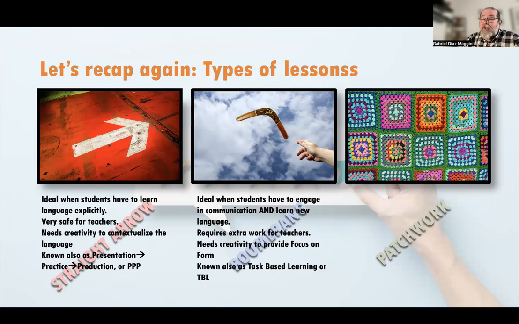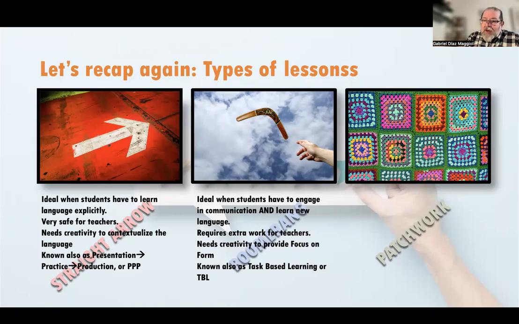Another name for this is task-based learning, and we're going to devote one particular session to task-based learning. So if we go to the ESA, we would say that a straight arrow lesson is engage, study, activate. Remember the three. A boomerang lesson is engage, activate, study, activate. So first the students communicate, then you explain the language, and then they try to communicate again.